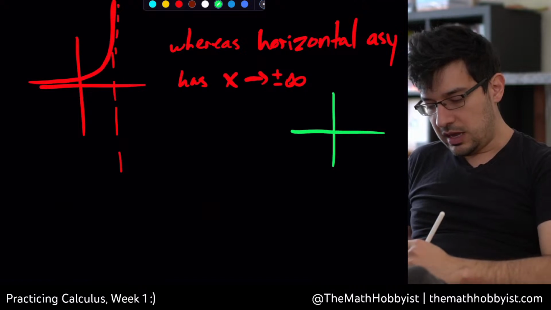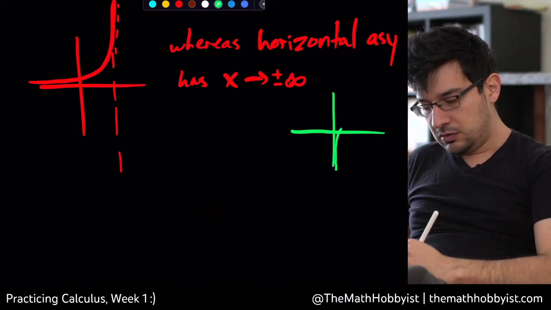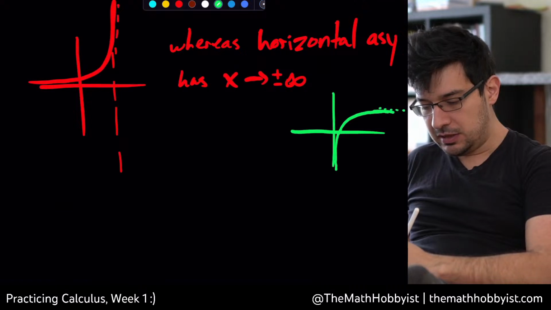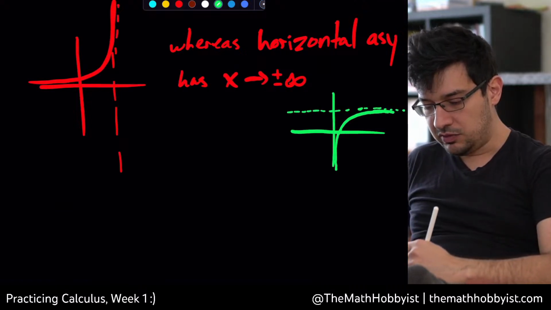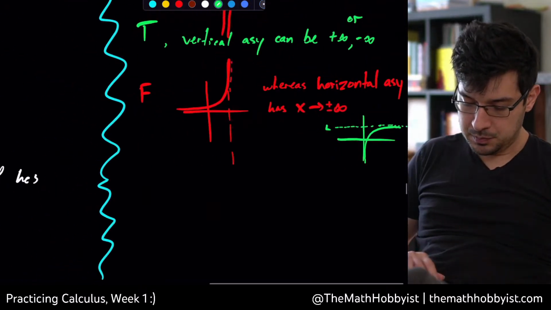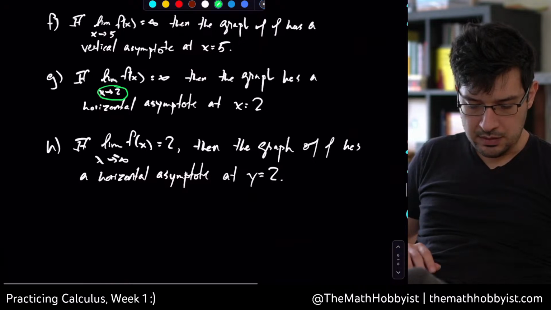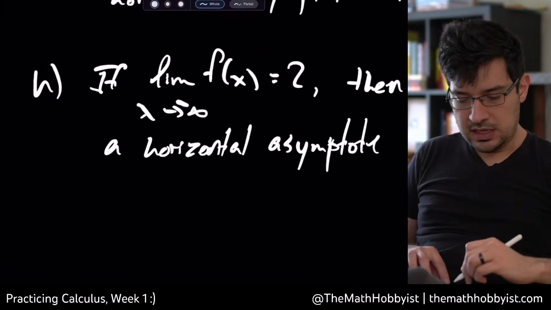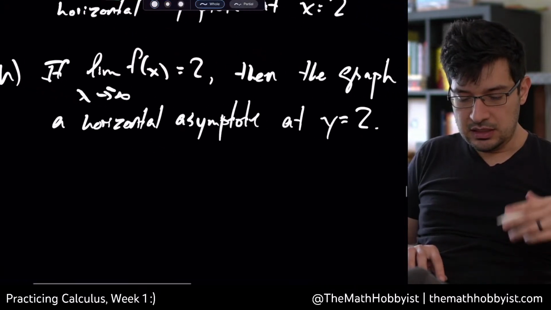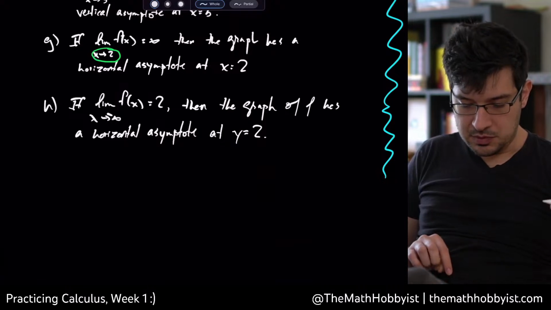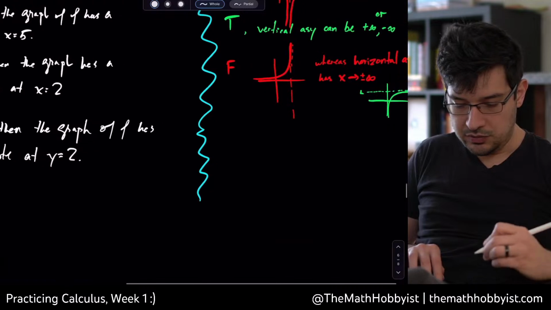So as x keeps getting bigger and bigger and bigger, the y value gets closer and closer to some number. If the limit of f as x tends to negative infinity equals 2, then the graph of f has a horizontal asymptote at y equals 2. That is true.